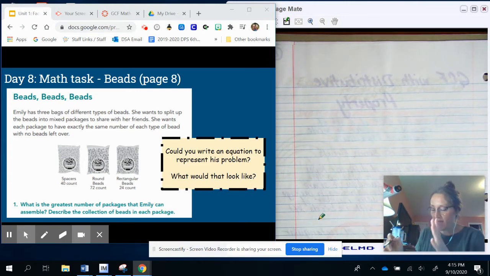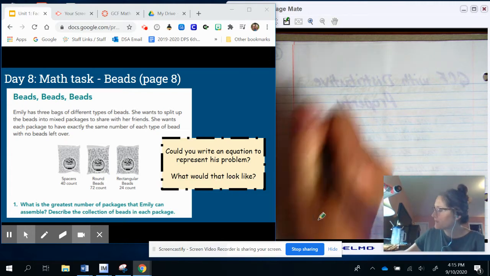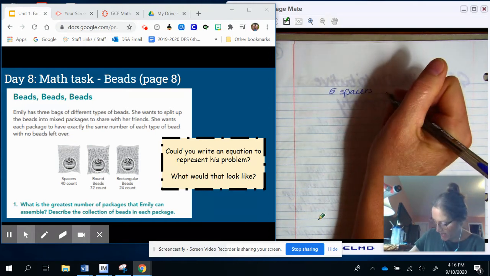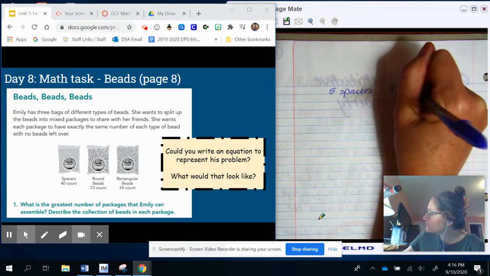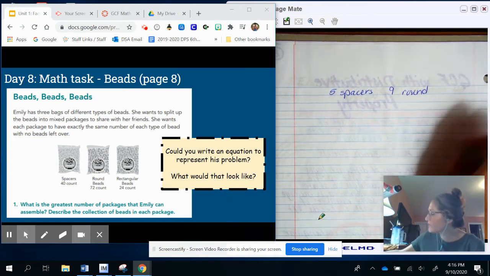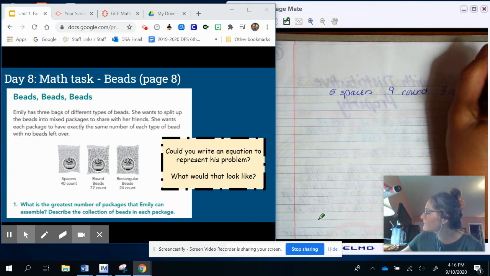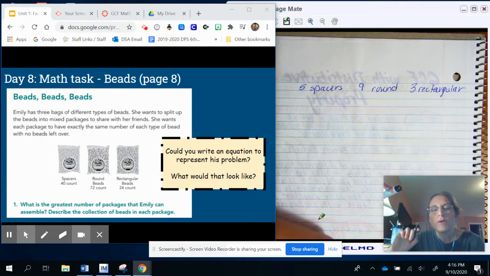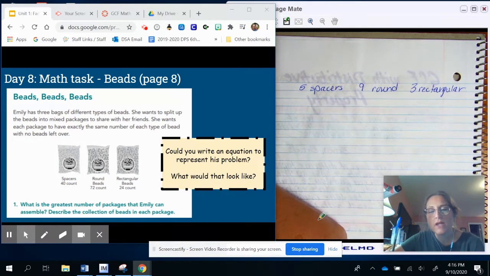Let me start you off here. We have 5 spacers. We have 9 round, and we have 3 rectangular. Okay, those are all different, but they do have a number all in common. What number do they all share from the previous page? They are all in the same amount of packages.